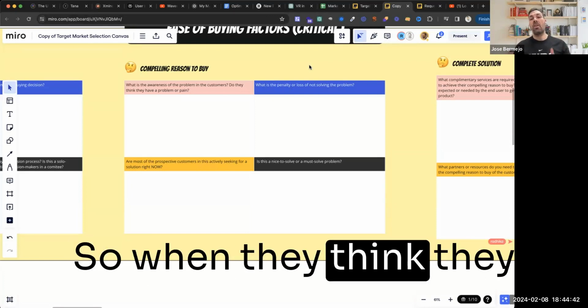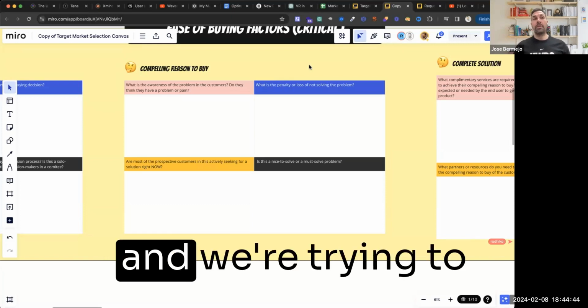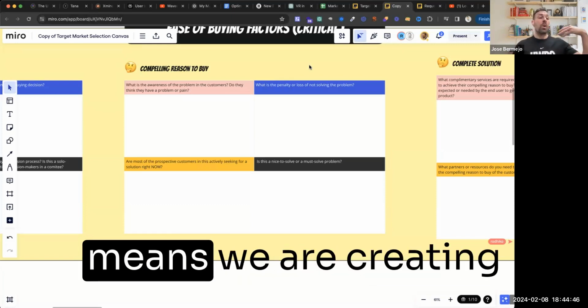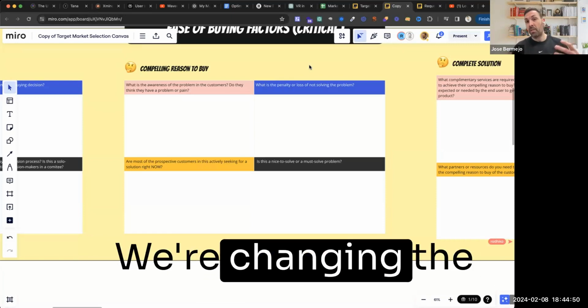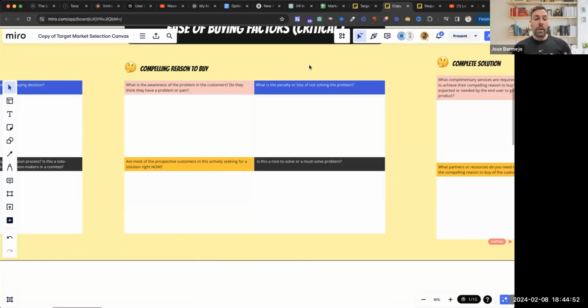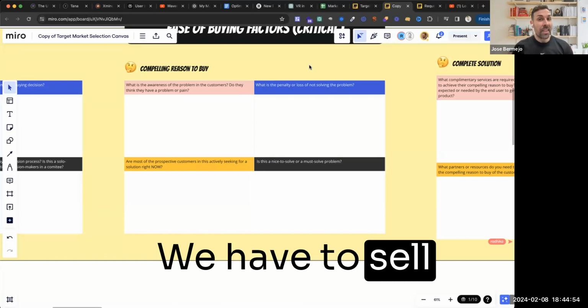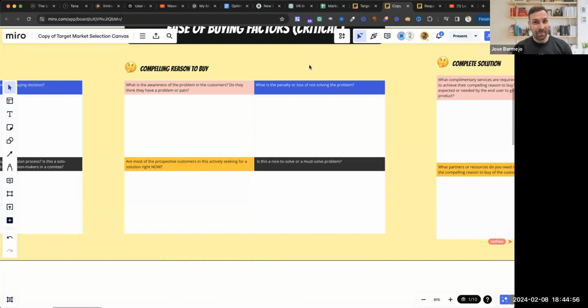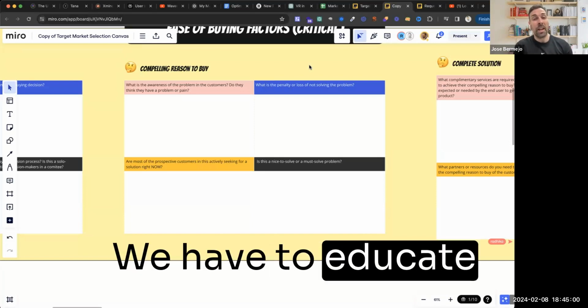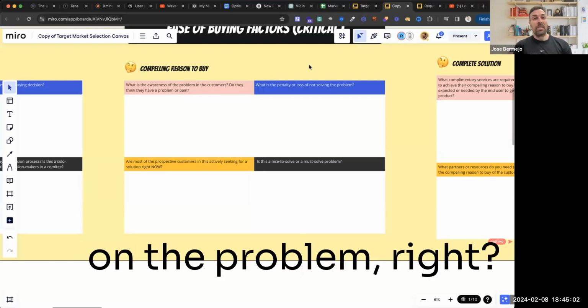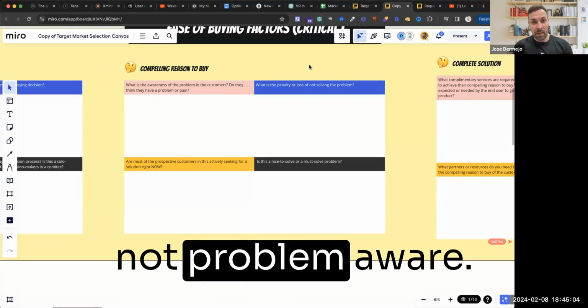So when they think they don't have a problem and we're trying to sell a solution, it means we are creating a new category, we're changing behavior, we're changing the way things are done. We have to sell the problem. We don't have to sell our product. We have to educate on the problem, right? Because they are not problem aware.